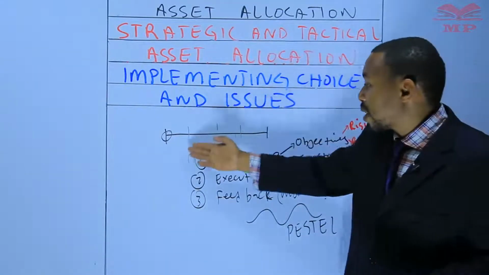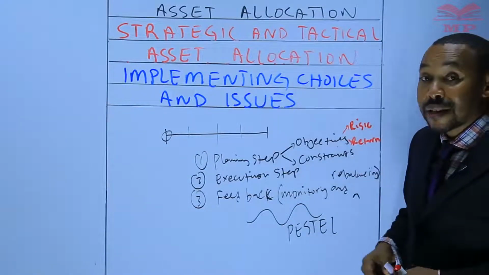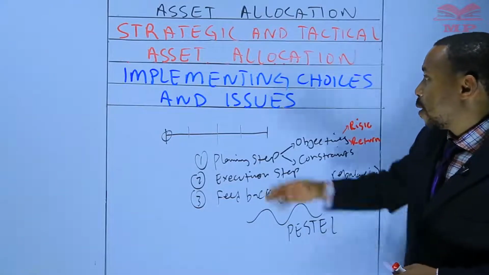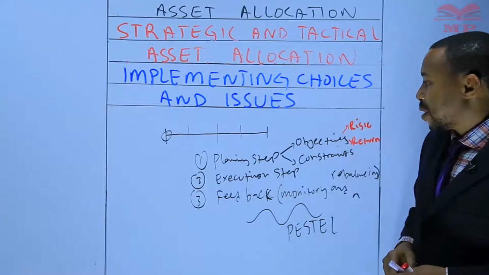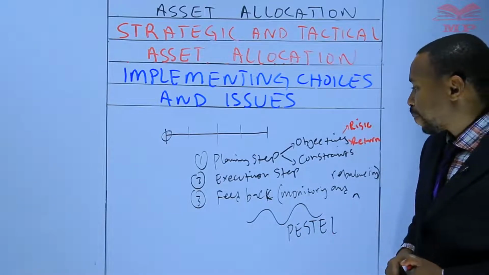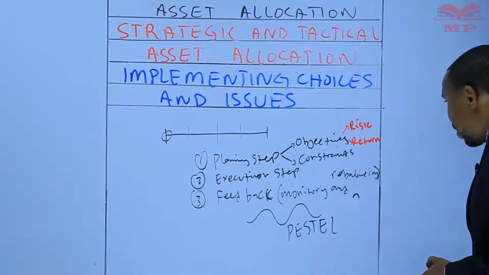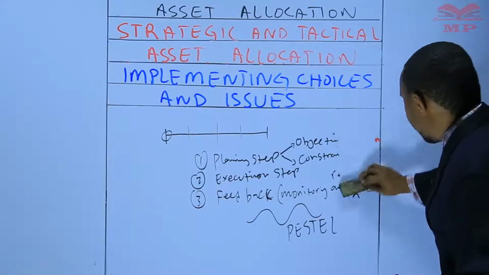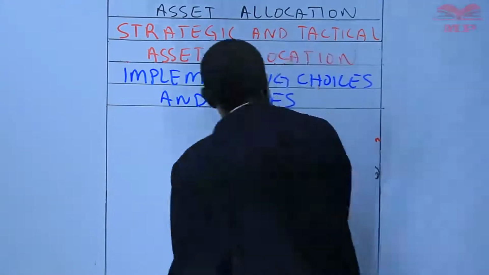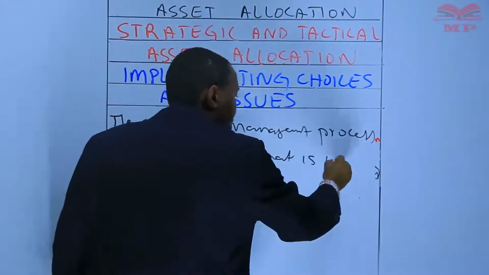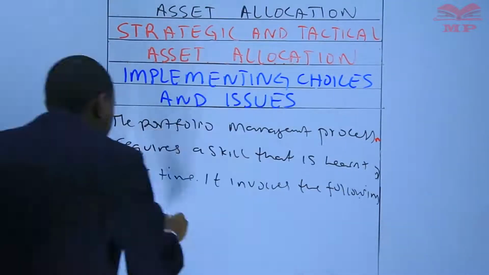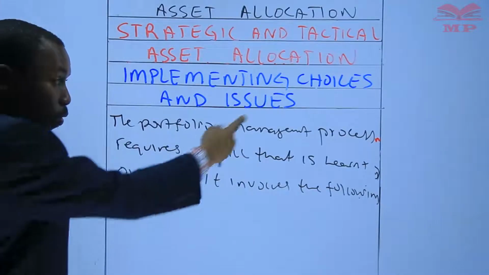Tactical has frequent monitoring and rebalancing stages. Strategic has maybe fewer monitoring and rebalancing stages. So now, to put pen to paper, now that I've brought you up to speed, if you allow me, I'll move on to the other side.